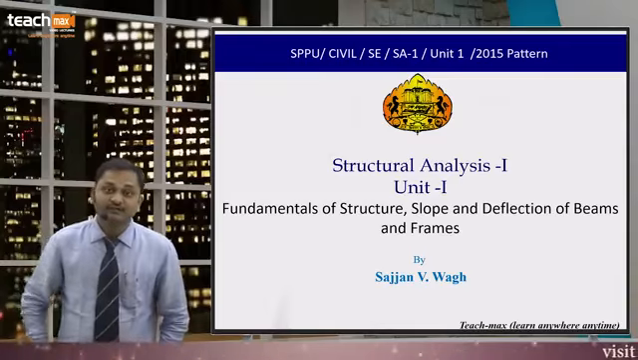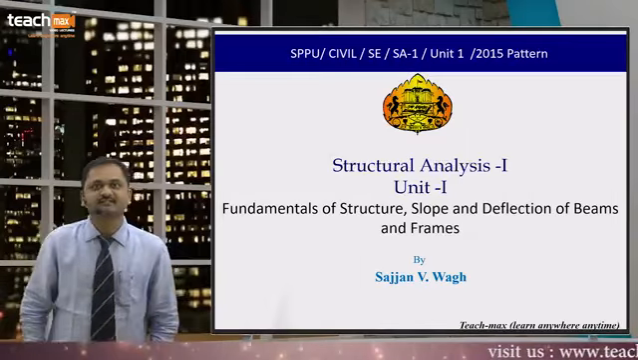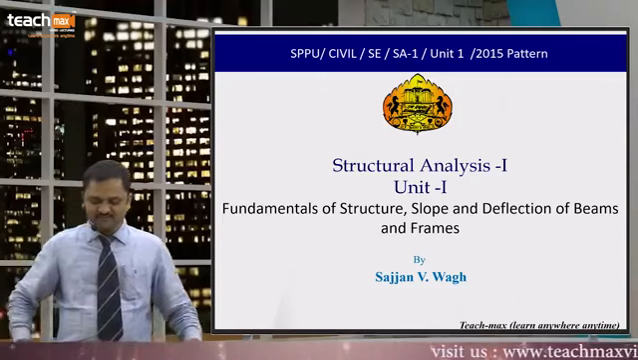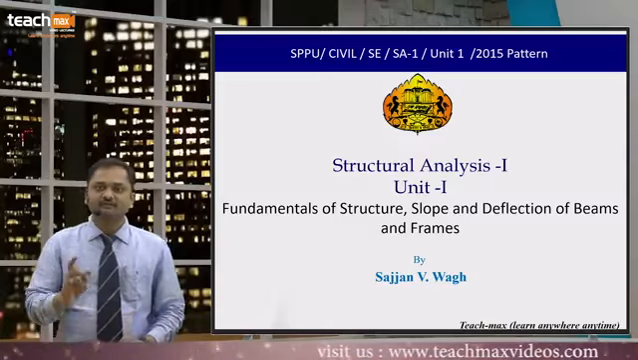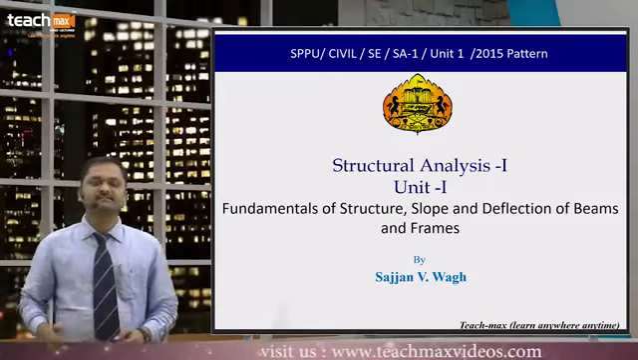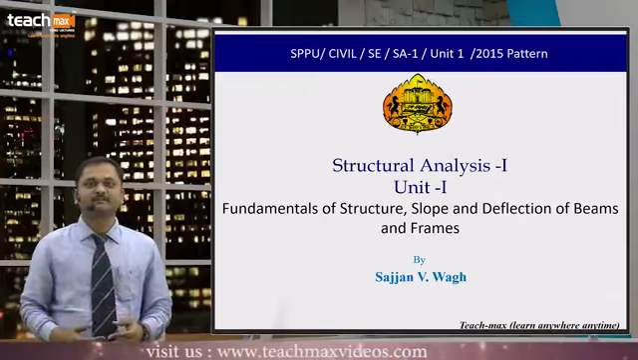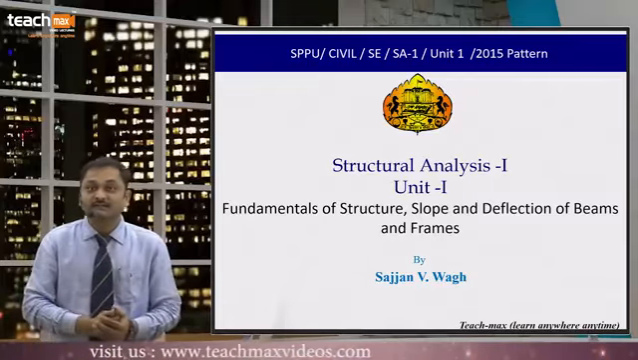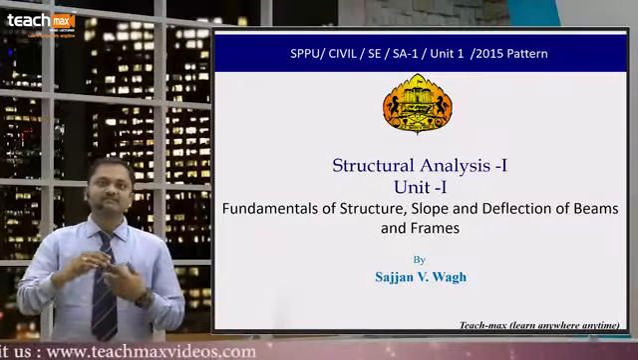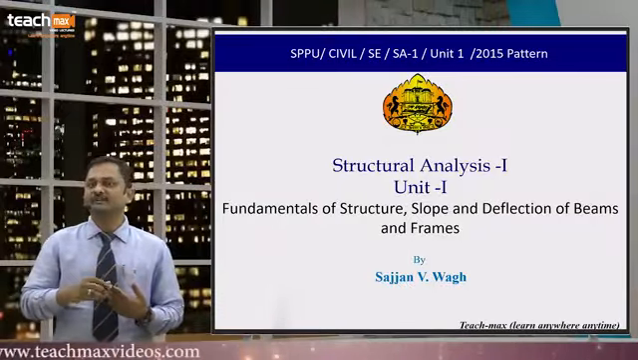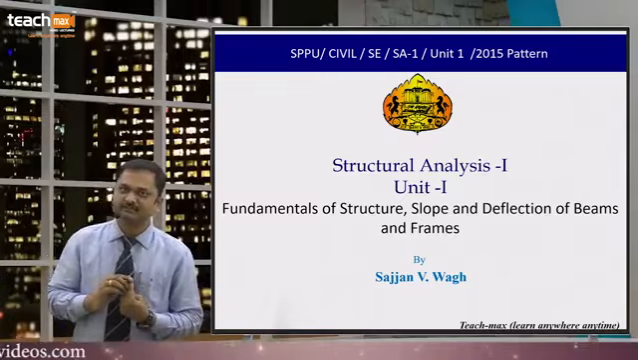So we know unit number 1 of Structural Analysis 1 is fundamentals of structures, slope and deflection of beams and frames. This unit I am going to divide into 3 parts: A, B, C. Part A is totally related to the fundamentals of structure. Part B is totally related to the slope and deflection of beams by using geometric methods, in which we are going to find slope and deflection by using the Macaulay method, moment area method and conjugate beam method.